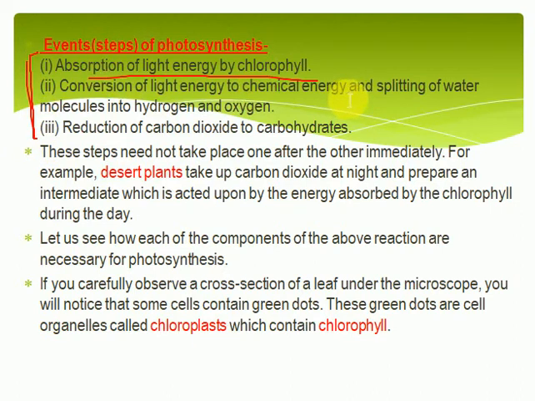The first step is absorption of light energy by chlorophyll pigment that is present in the chloroplast of green plants. Conversion of light energy to chemical energy, and splitting of water molecules into hydrogen and oxygen. Now the absorbed light energy that the plants get from sunlight is converted to chemical energy, and splitting of water also takes place.